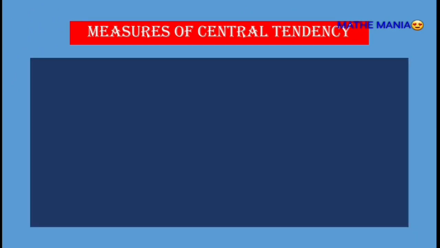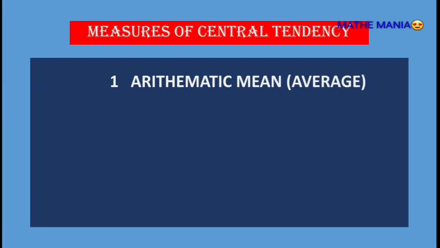Three measures of central tendency related to a data. What we understand by measures of central tendency is that these values will have a tendency to lie in the middle of the given data. First measure of central tendency is arithmetic mean or average. You are familiar with the term average. It is also called arithmetic mean or simply mean. So the formula for finding mean is sum of all observations upon number of observations.